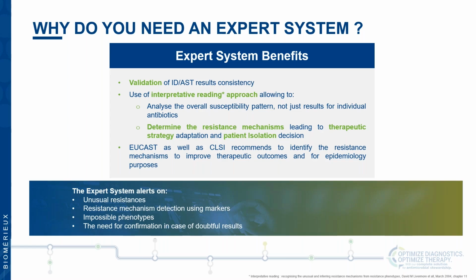Without the AES, you would just have the categorization, which might not be sufficient, since it ignores that a single resistance mechanism often impacts resistance to multiple antibiotics. To help clinicians select the most appropriate antibiotic treatment, the AES automatically provides validation of every single susceptibility test result. The AES aids the validation of ID-AST results consistency and determines the resistance mechanisms supporting any changes to therapy. It will also alert on things like unusual resistance and if confirmatory testing needs to be performed.